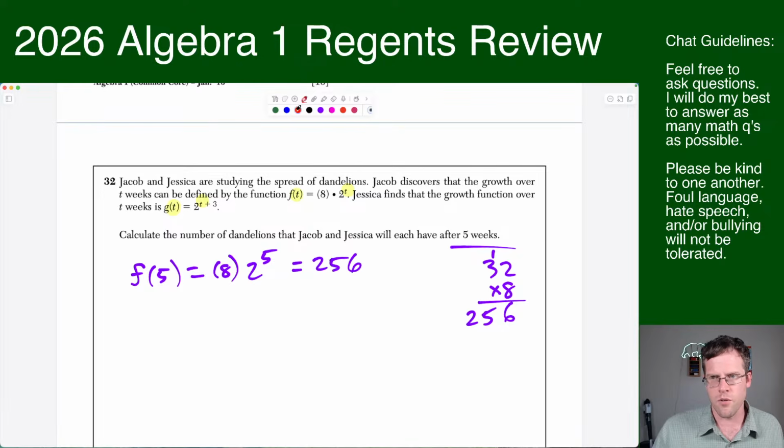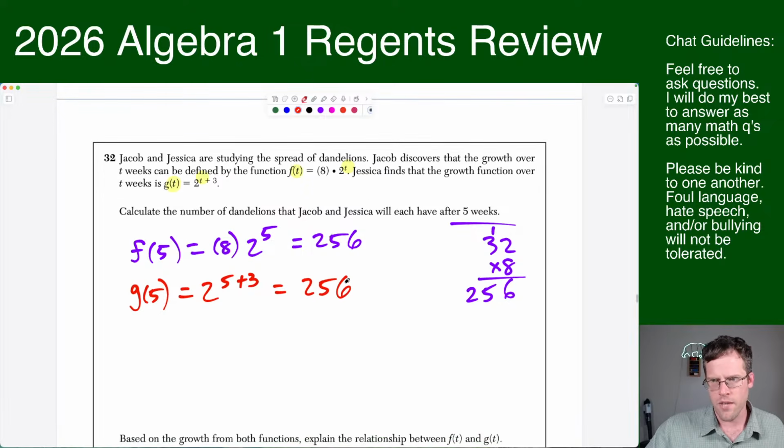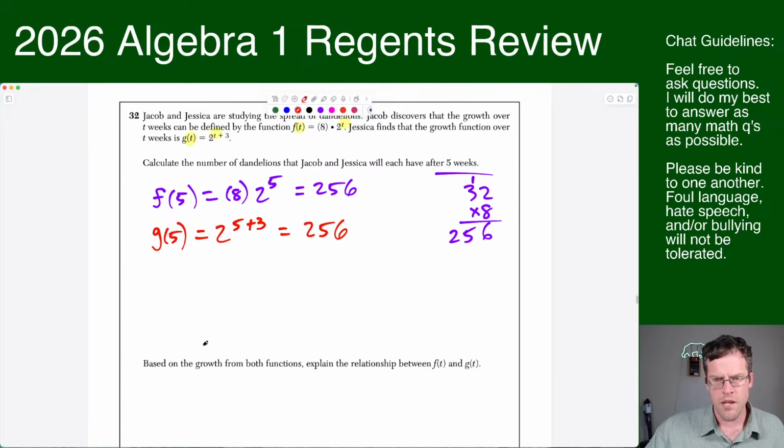Okay, so the next one, though, be careful. Call it g of 5. Is equal to 2 to the 5 plus 3, which is 2 to the 8th power. I don't even have to simplify that. I could just say 256 because the calculator is doing all the work. Okay, so that gets us credit for the first part. Based on the growth from both functions, explain the relationship between f and g.